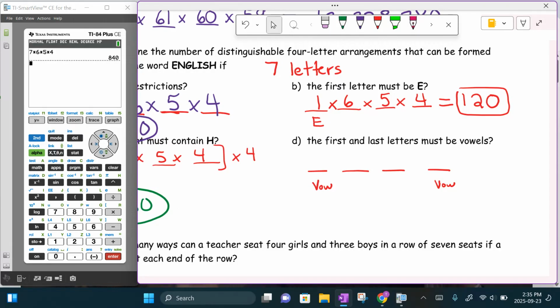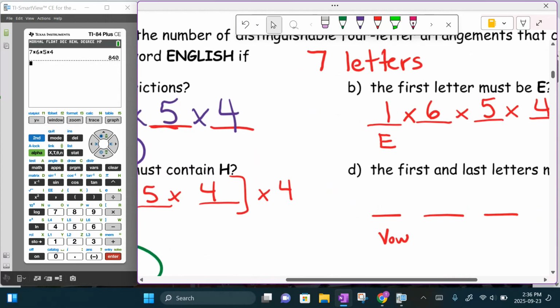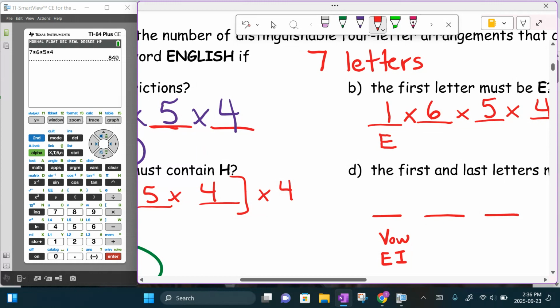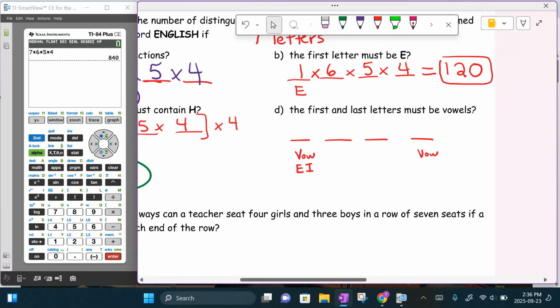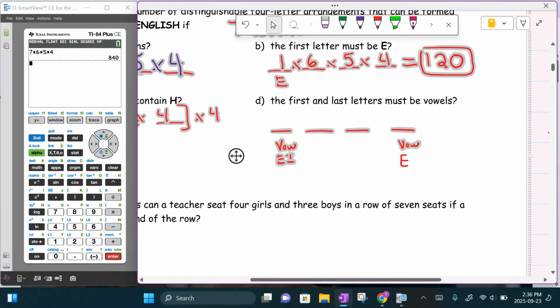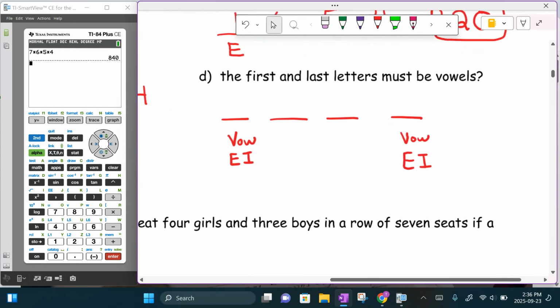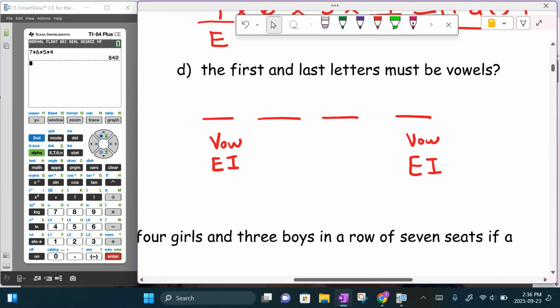So in this situation, I don't have all of them. What are the only vowels that I'm using? E and I. So I only have 2 vowels in this arrangement. Again, do you guys want to start on the far left or the far right? It doesn't matter. Left.